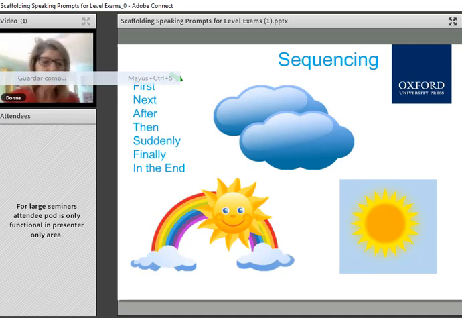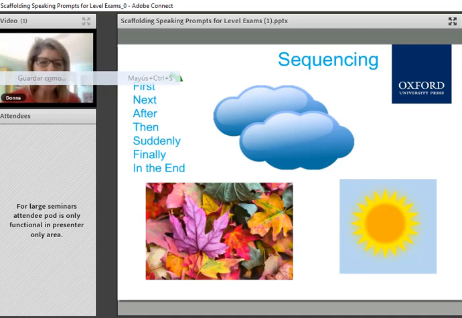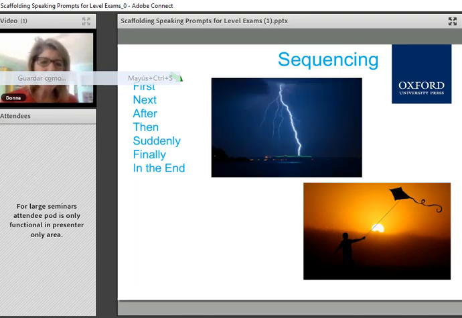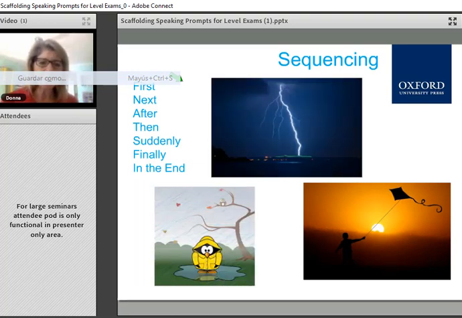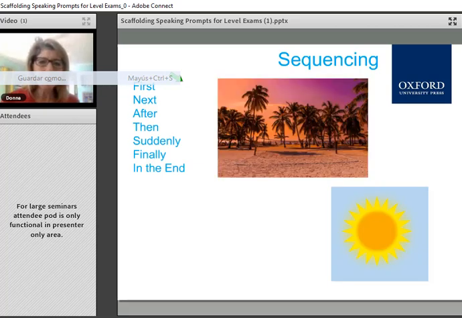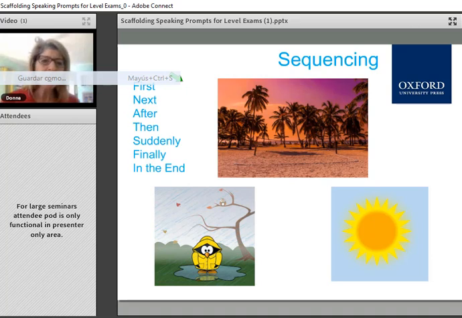Okay. Again, we want to change the images around. They're still using the vocabulary and the linking words. Okay, and we can have a little fun with it. First, there was a desert with a sunset. Suddenly, it began to rain. In the end, the sun came out.